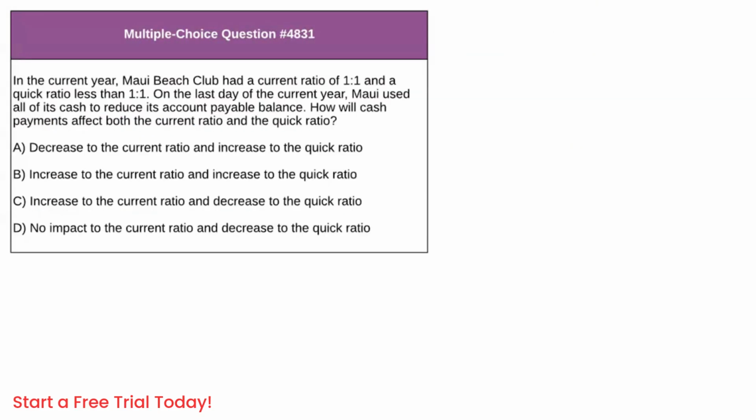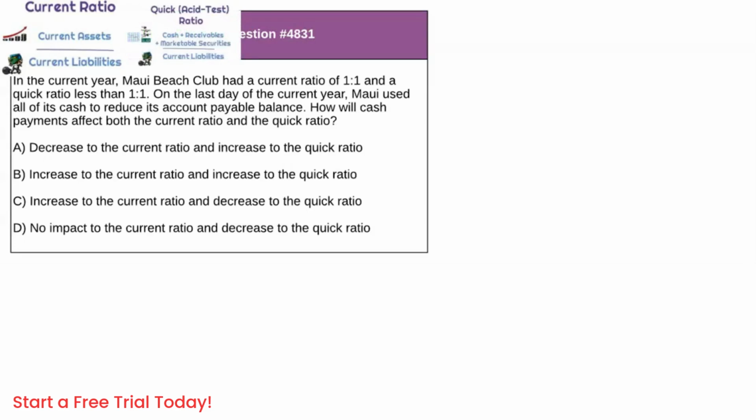All right, so for this question, we're going to be kicking it at the Maui Beach Club, right? And unfortunately, we're going to be talking about current ratios and quick ratios. Now, they're very similar, right? The current ratio, as you can see in the top left, is just current assets divided by current liabilities. It's the most simple form of analyzing the balance sheet.